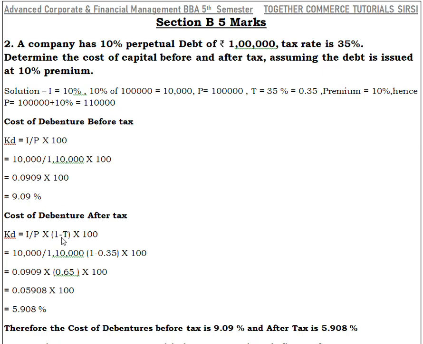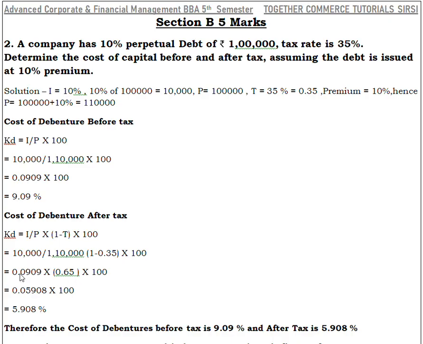The only difference here is tax. So I remains as 10,000, P remains as 1 lakh 10,000. This comes as extra here, that is 1 minus 0.35. So tax is 35%. Percent stands for 100. Therefore, tax is equal to 35 divided by 100, that is 0.35. So 1 minus 0.35 gives you 0.65.